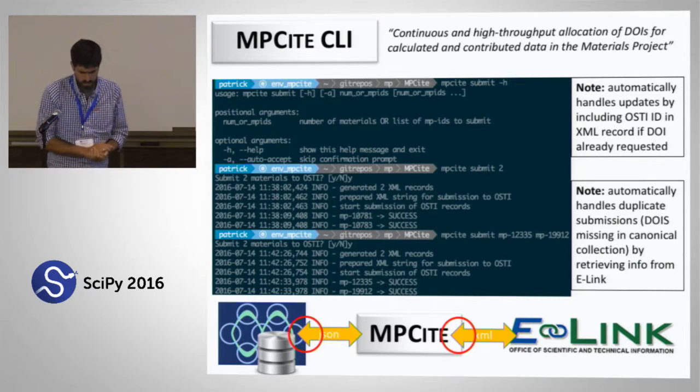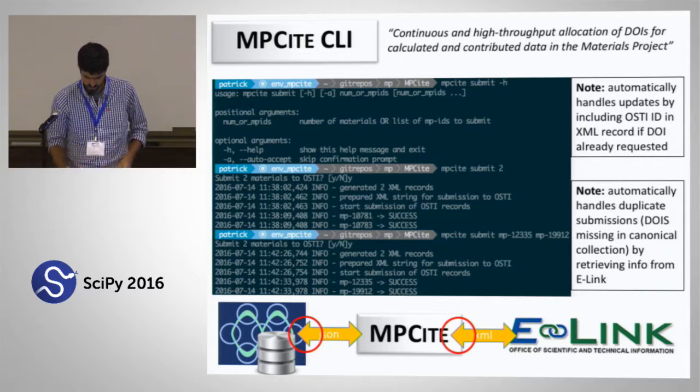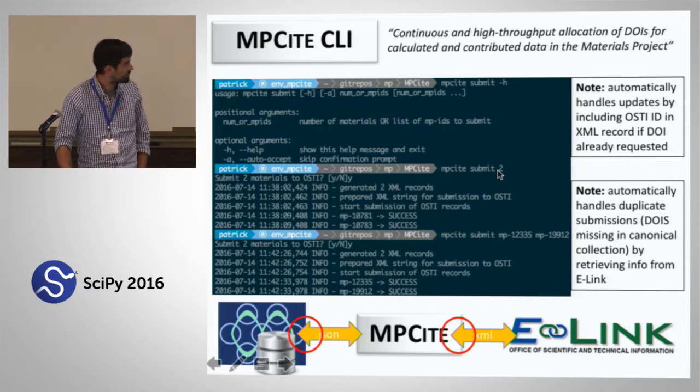A few words for the interface before I show a brief demo. As I said, the steps that are happening is first the submission steps. So you can see here that I just said submit 2 materials. In our case, that means get 2 materials that don't have a DOI. I generate the XML records for it. I start the submission, and I get the response back that everything is OK.